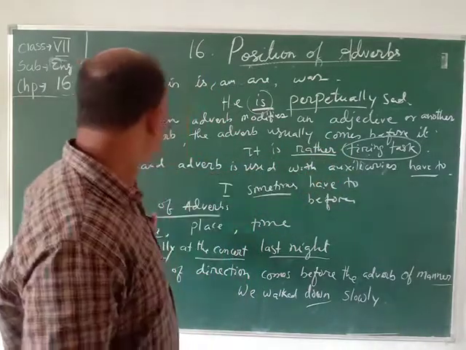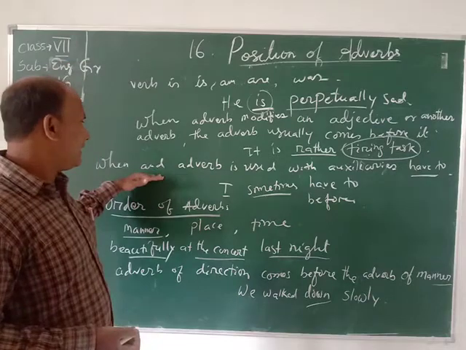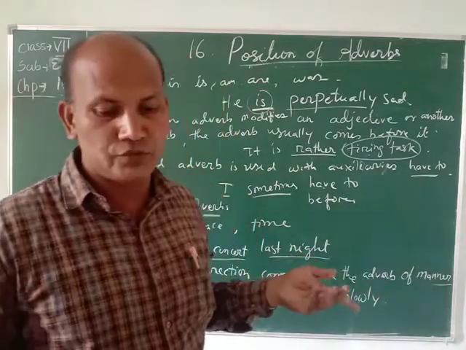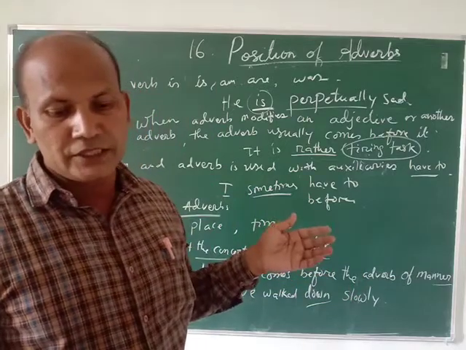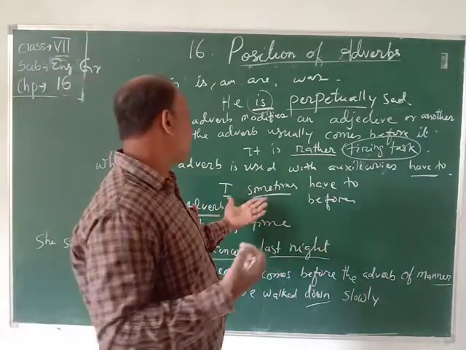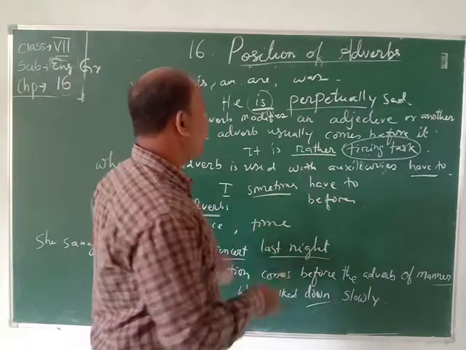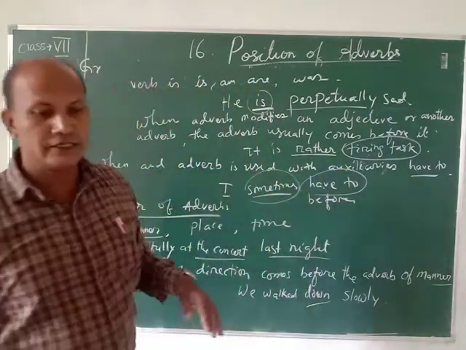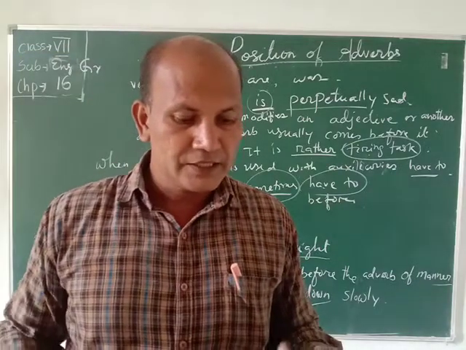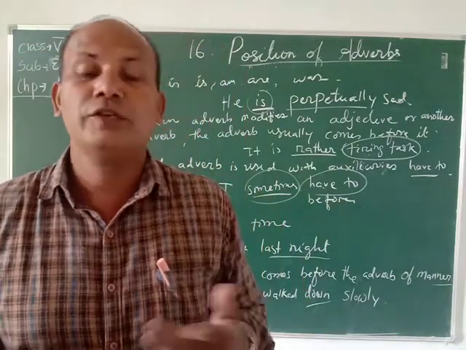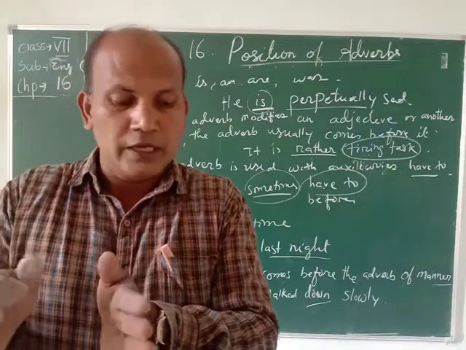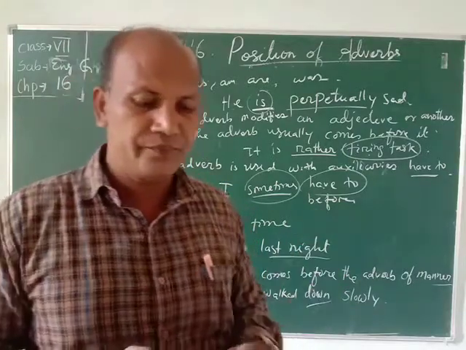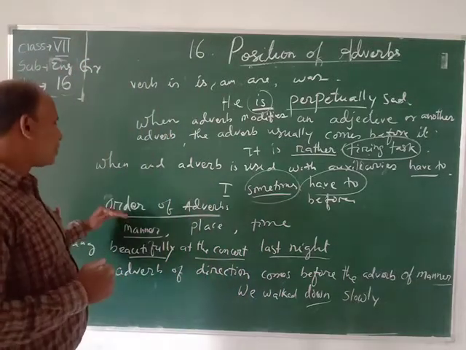When an adverb is used with an auxiliary, like have to or used to, the adverb comes before the auxiliary. I sometimes have to; before this auxiliary have to, sometimes comes. Another example: they always used to. So the adverb always comes before the auxiliary used to. It's clear? Now let's move to the point, order of adverbs.